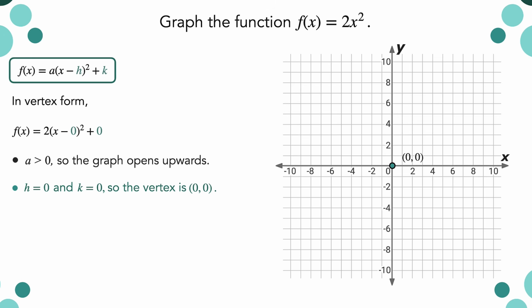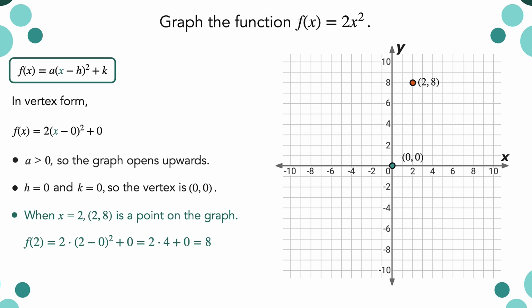Now we have our vertex and we know the graph opens upwards, but we need a little bit more to actually draw our parabola. Let's choose an x value to plug into our function so we can plot another point on our parabola. Let's use x equals 2. When x equals 2, f of x equals 2 multiplied by (2 minus 0) squared plus 0. That simplifies to 2 times 4 plus 0, which equals 8. Thus, (2, 8) is on the graph.